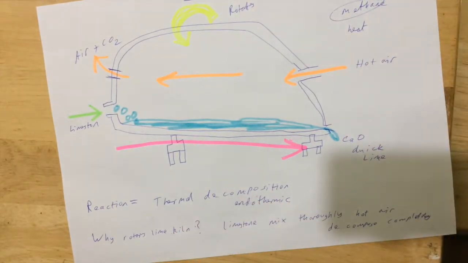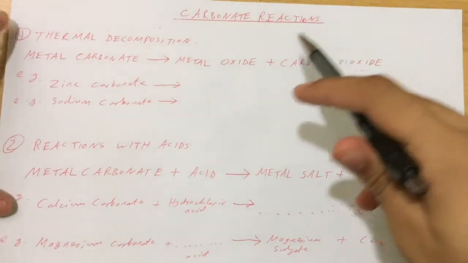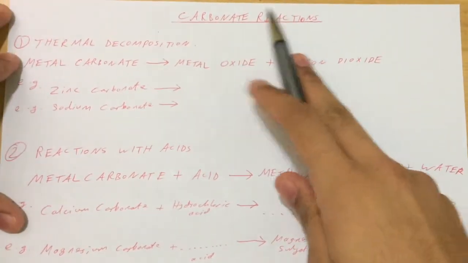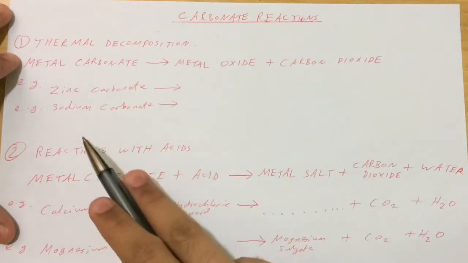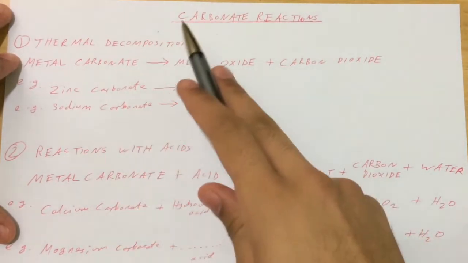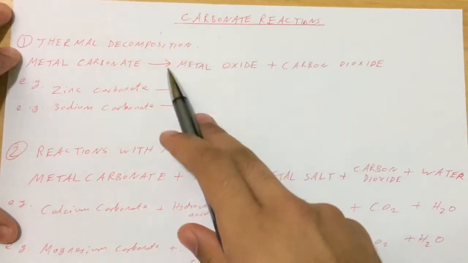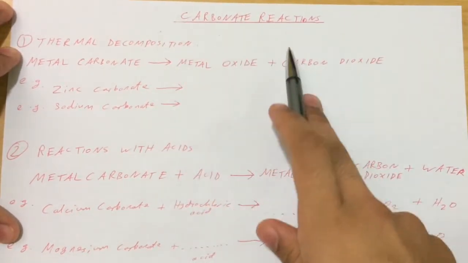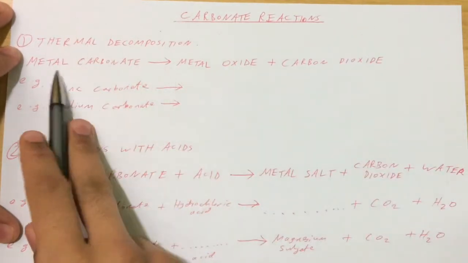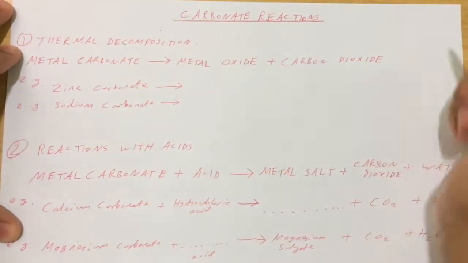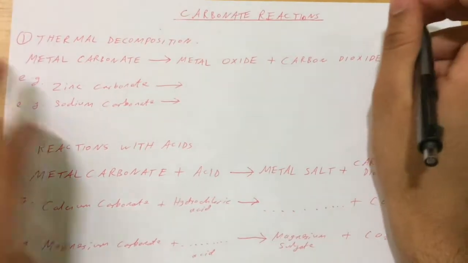Next. Now the last part we need to look at is carbonate reactions. There are two main reactions: thermal decomposition and reactions with acids. In thermal decomposition, we've already gone over this several times. It produces an oxide and carbon dioxide. If we have a metal carbonate, it thermally decomposes to give you a metal oxide and carbon dioxide. This is the general word equation.